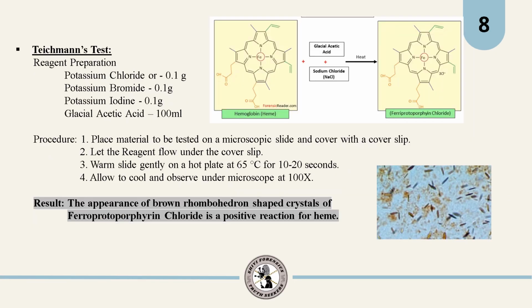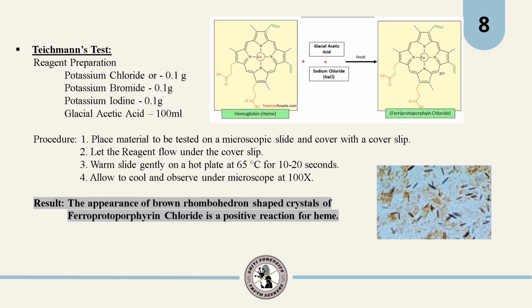Next we have Teichmann's test. Now this test is the same as the previous one. The only difference is that in this test the hemoglobin is attaching to the halide group of atoms in the presence of the salt of that halide group and glacial acetic acid. So here in this case you can see that hemoglobin is attaching to Cl, chlorine, in the presence of sodium chloride and glacial acetic acid. So the procedure is the same. We will take our stain or the swab on the microscopic glass slide. Then we will put a few drops of the reagent, and then we will gently heat it at 65 degrees Celsius for 10 to 20 seconds.